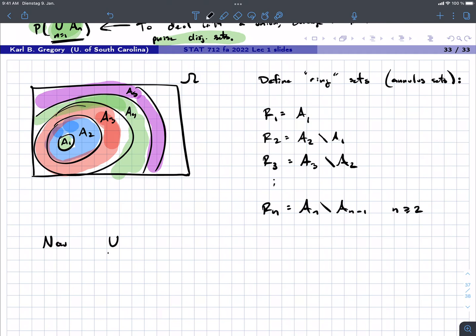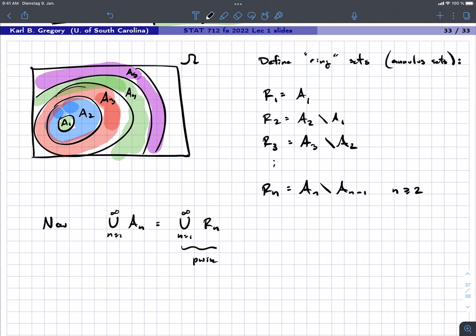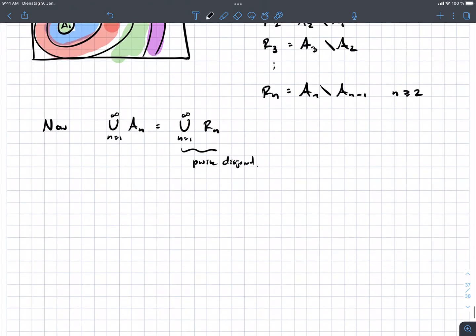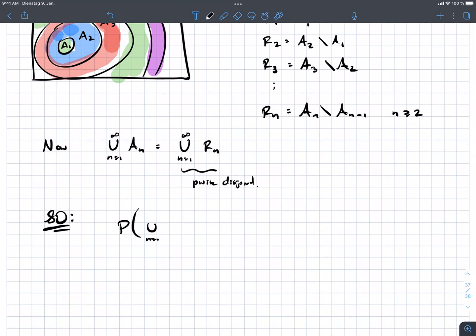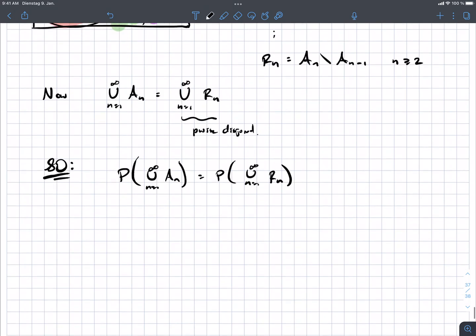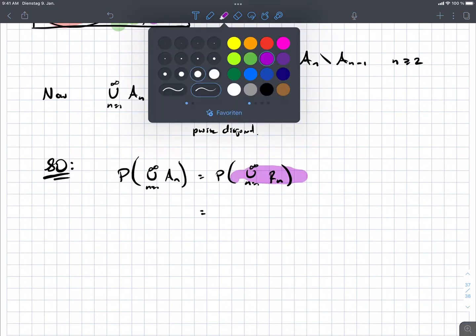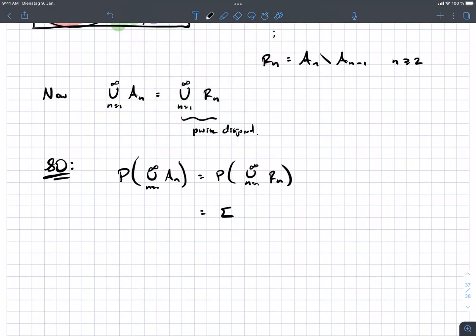Now, if I take the union of my A_n's, it's equal to the union of these R_n's. But these have the advantage of being pairwise disjoint. So, what can we say? The probability of this union is the probability of my union of pairwise disjoint sets. But since these are pairwise disjoint, I am happy because I can now write this probability of a union as the sum of probabilities. And this is the axiom of countable additivity.